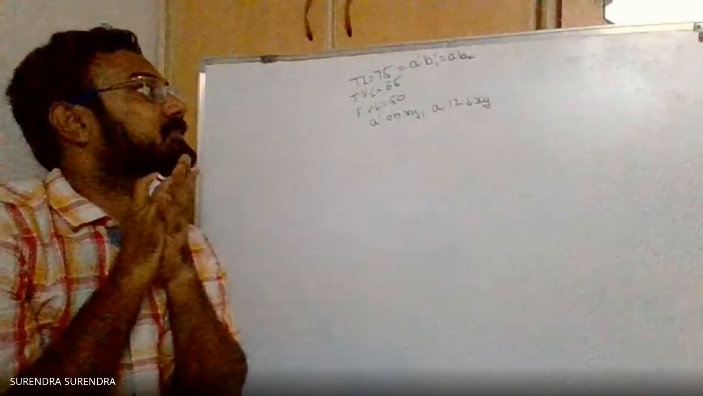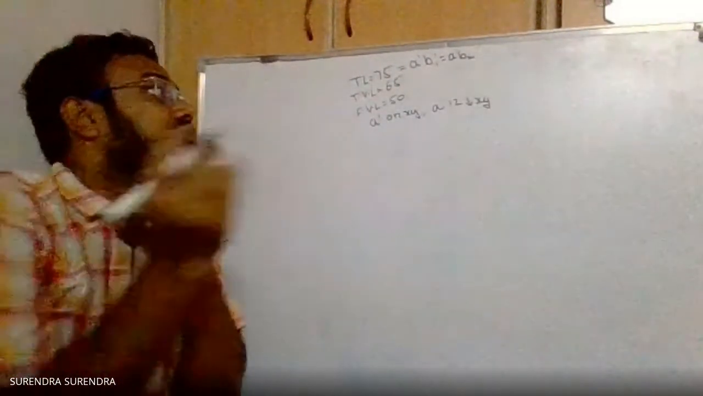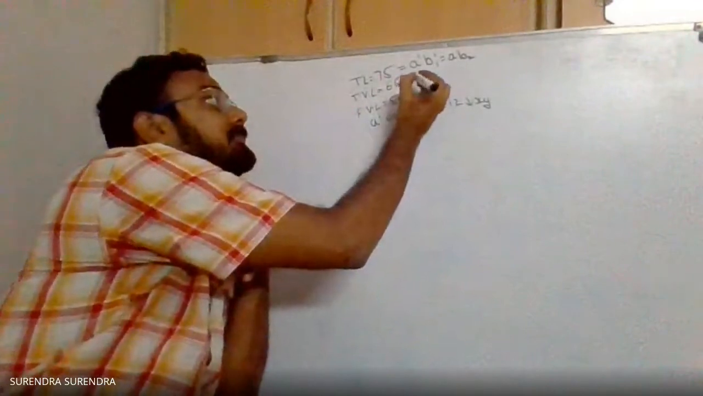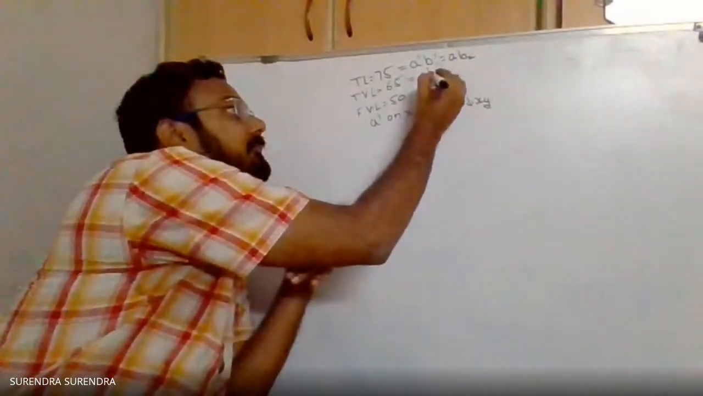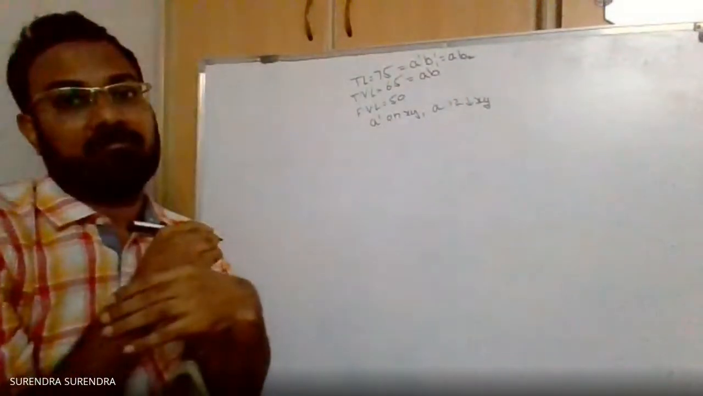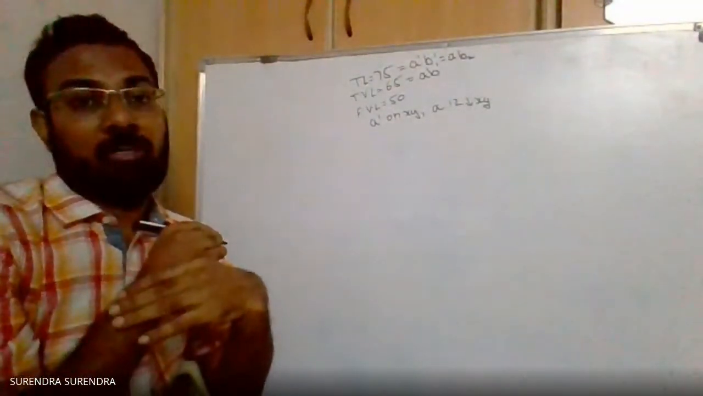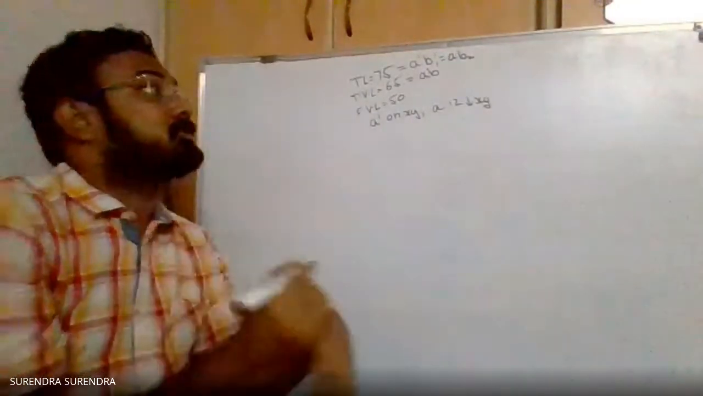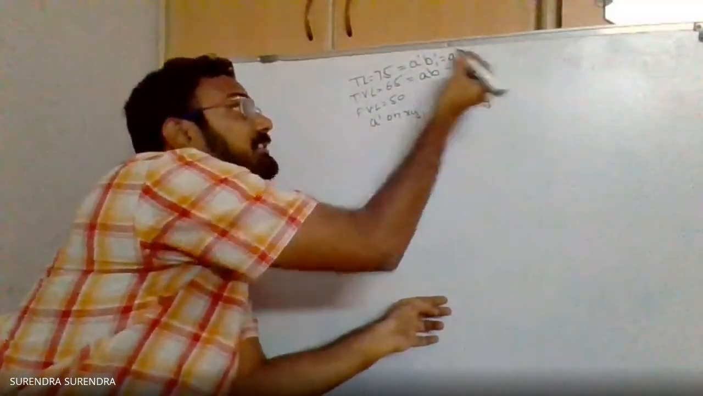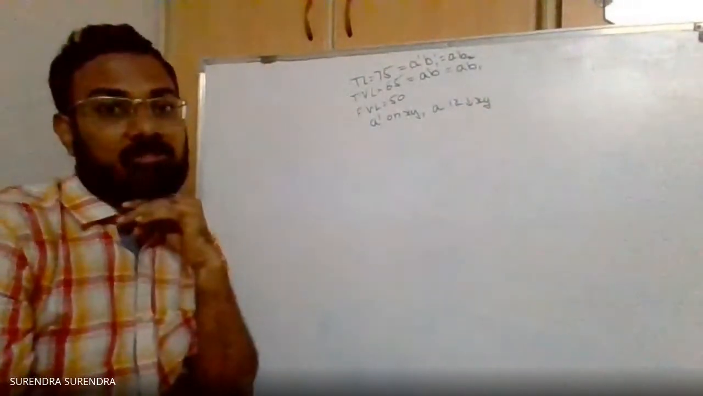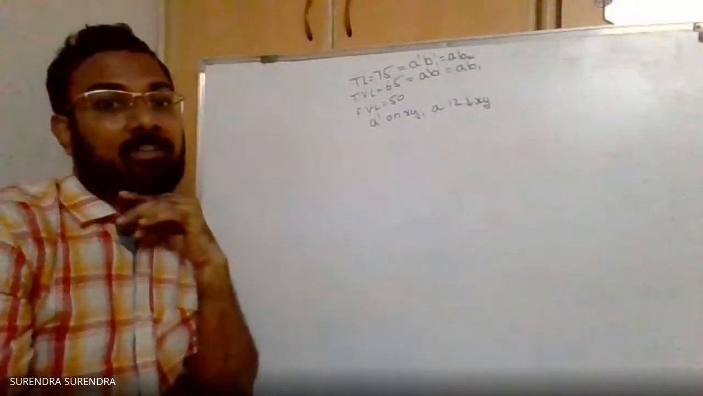Next, top view length. So top view length equal to 65 mm. Top view length is nothing but AB. Top view length equal to AB. So which is also equal to AB1. Top view length is also equal to AB1. AB1 equal to AB.